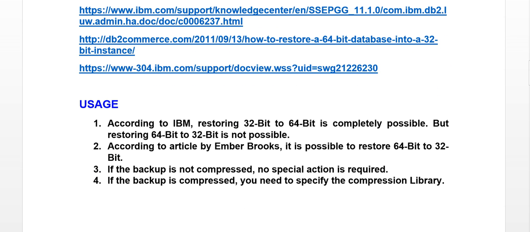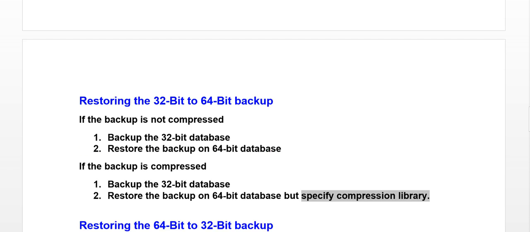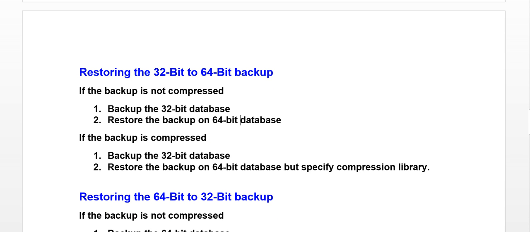Okay, so one thing that we need to understand is, when you're restoring a backup from one bit level onto a different one, if the backup is compressed, then you have to specify a compression library. If it is not compressed, no special action is required. We will see a scenario where the backup is compressed and where it is not compressed. If the backup is not compressed, all that you have to do is take the backup of the 32-bit database, copy it onto the 64-bit instance, and restore it. You don't have to do anything.